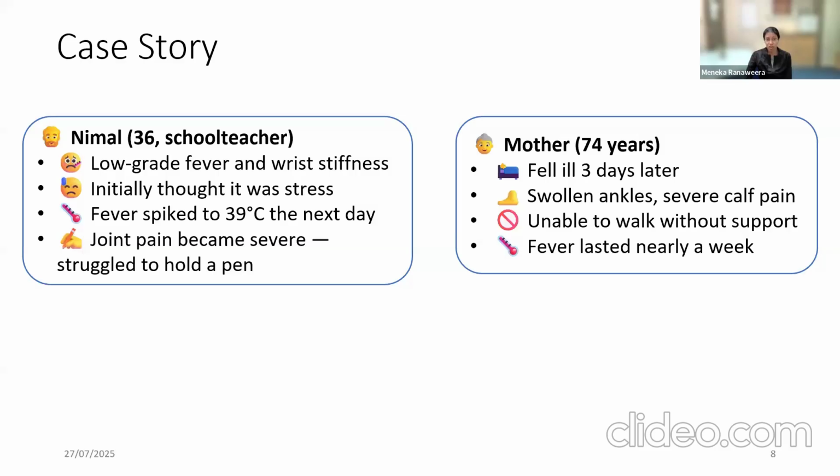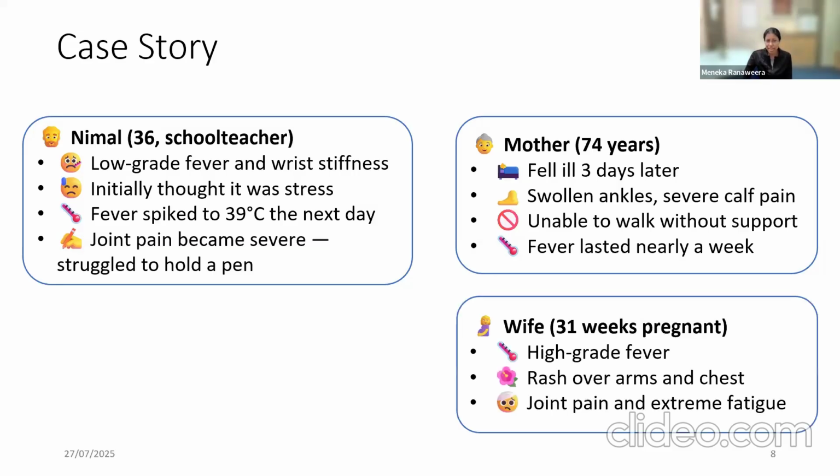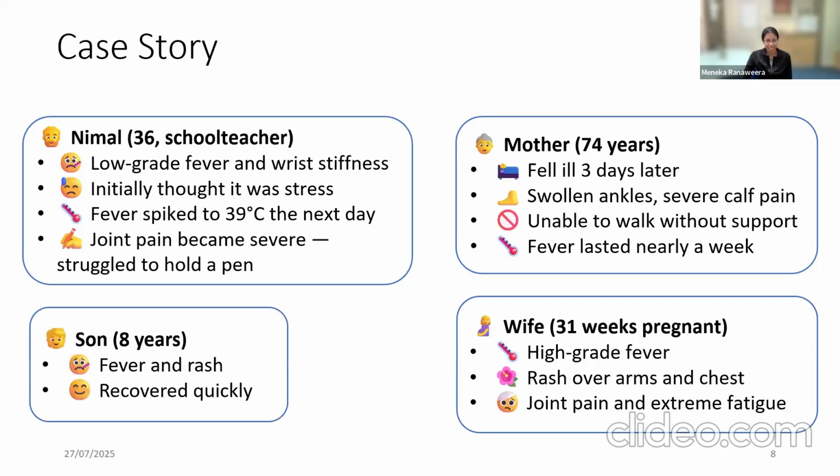Then 3 days later, we've got the mother, who's 74 years old, who fell ill, but her condition is much worse, with swollen ankles, severe calf pain, unable to even walk without support, and fever lasting for nearly a week. Then we've got the 31-week pregnant wife who's got high-grade fever, rash over arms and chest, joint pain and extreme fatigue. Then a few days later, the son develops it. However, his symptoms recover quite quickly.